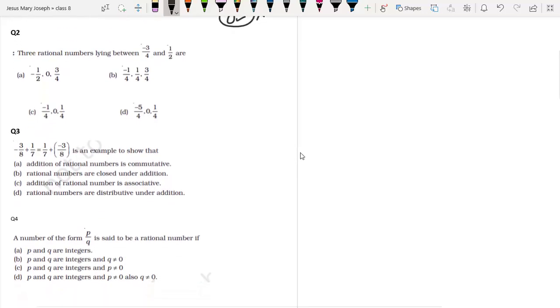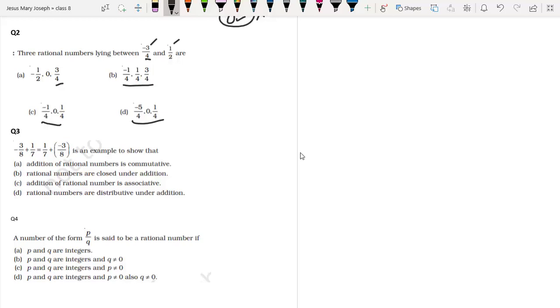Question number 2. Three rational numbers lying between minus 3 upon 4 and 1 upon 2. We know between two given numbers there can be an infinite number of rational numbers, but in this case we have to check amongst these four options which is the correct one. If you observe here, we have 4 in the denominator, 4, 4, 4 and 4. So maximum we have 4 in the denominator. It would be better if we make all the denominators equal to 4.